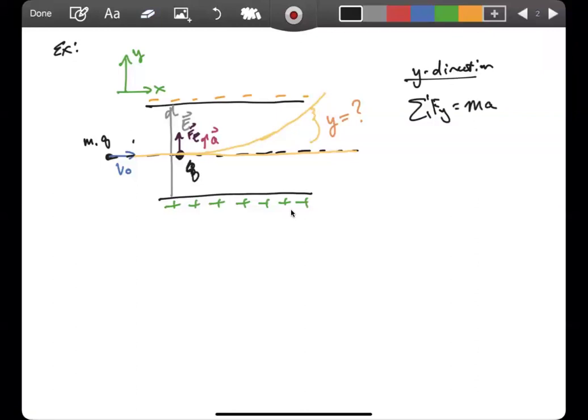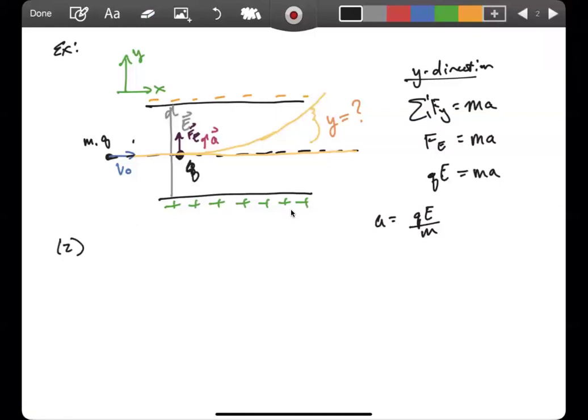And then the only force acting in this direction is our electric force. So our electric force is going to be equal to the mass times the acceleration. And what else do we know? We know the force is the same thing as the charge times the electric field, which is then equal to the mass times the acceleration. So our acceleration is going to be the charge times the electric field divided by the mass.